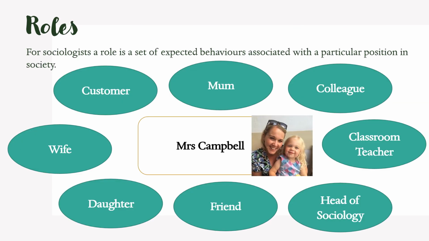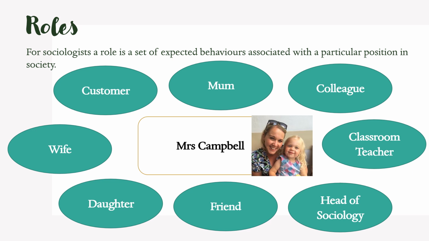Okay, so what is a role? For sociologists, a role is a set of expected behaviours associated with a particular position in society. And by position, it means almost like a part that you're playing. If you think of a role in a play or in a drama production, each one comes with certain expectations, certain things that you are expected to do. And sociologists believe that when you're performing certain roles in society, you play a certain part, you follow certain expected behaviours.